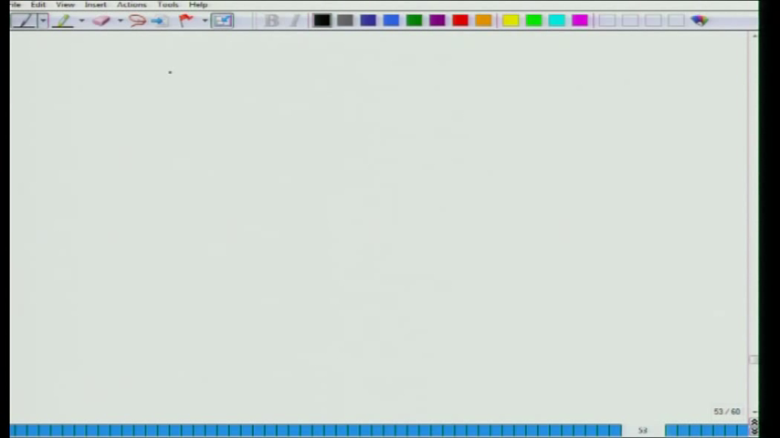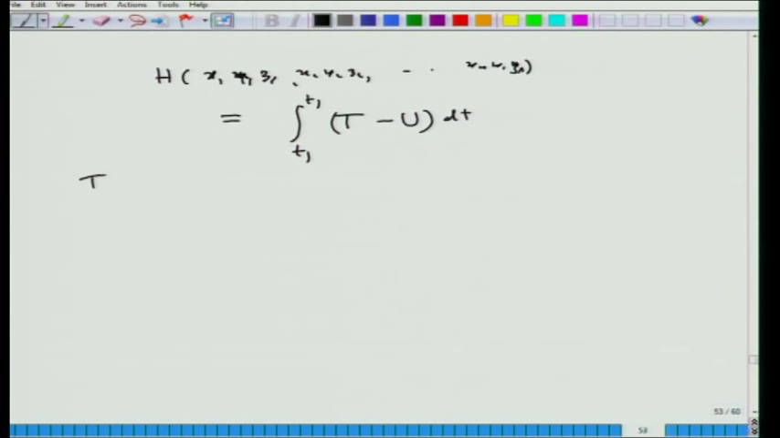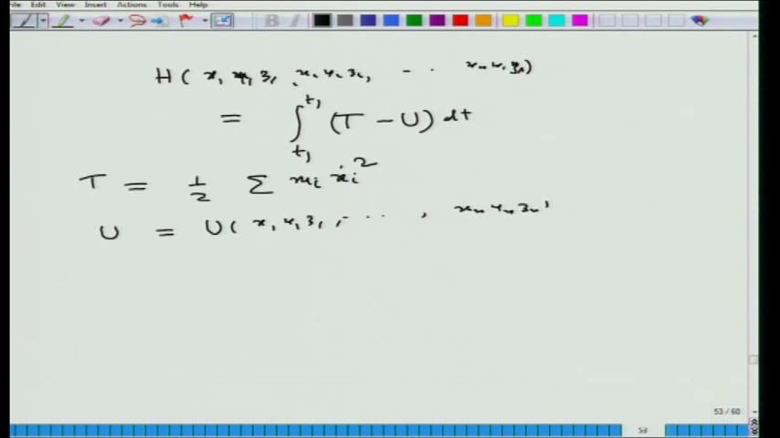So, here we consider the functional H, which is a function of x 1, y 1, z 1, x 2, y 2, z 2 and so on, x n, y n and z n. These are functions of t, and we take the integral from t 1 to t 2 of T minus u dt, where T is the kinetic energy given by half summation m i x i dot square, and u is the function of x 1, y 1, z 1 and so on to x n, y n, z n.